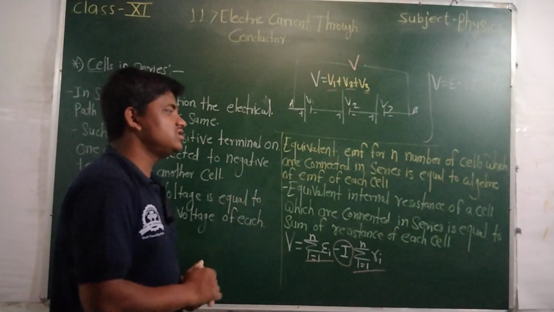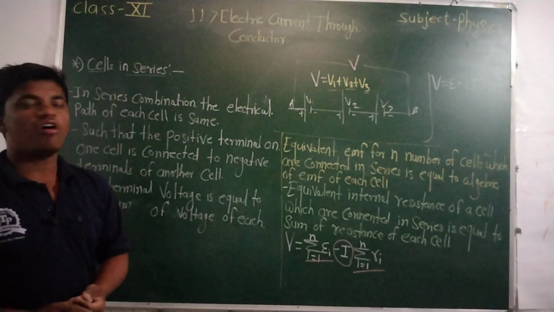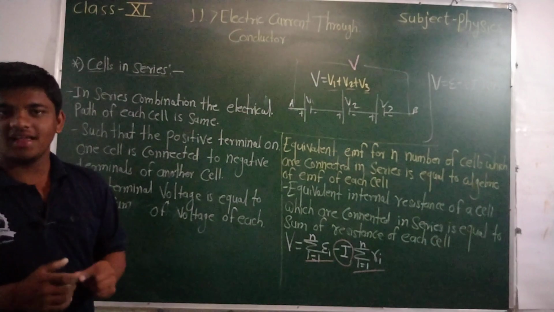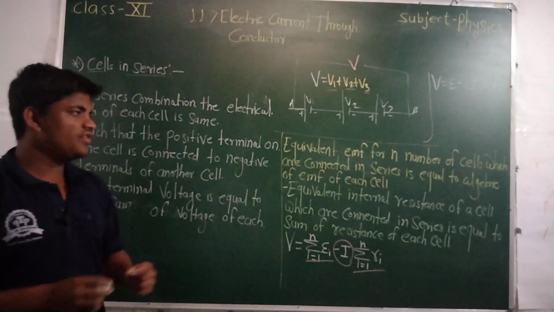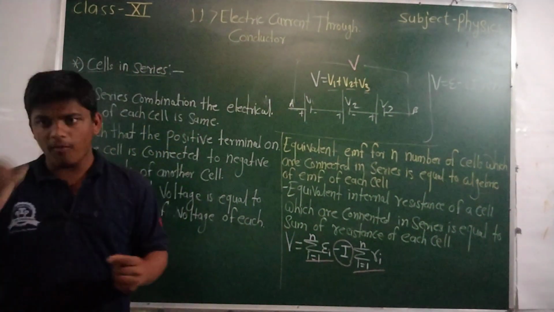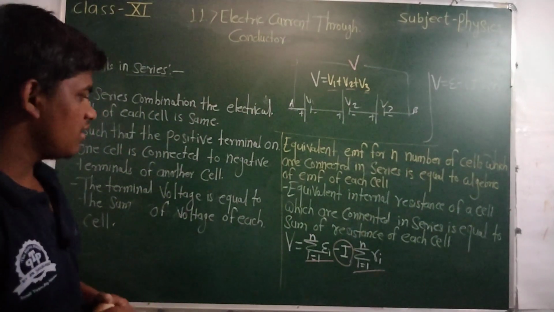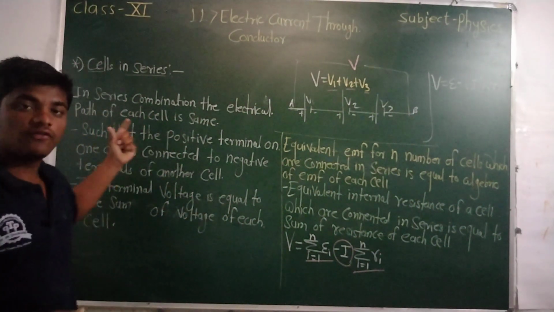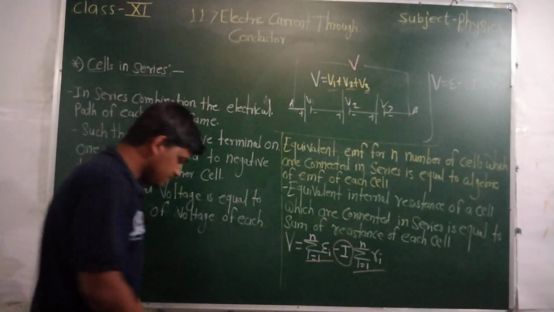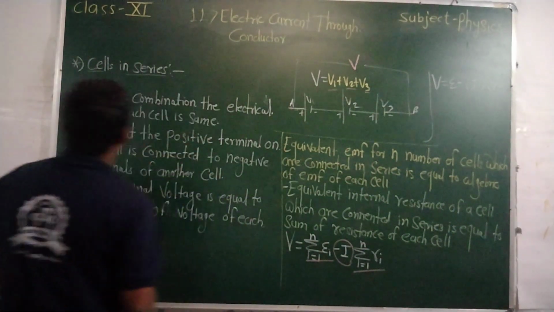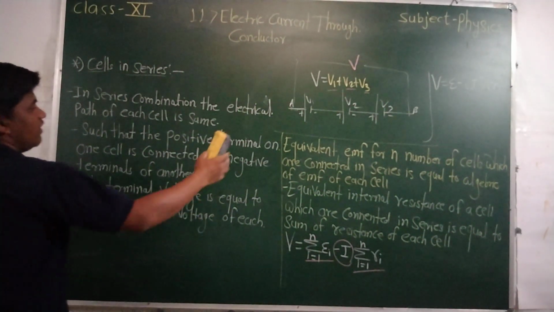This is all about the derivations when we connect cells in a series combination. This is not different, this is the same as for resistance, but the formula is different in the form of resistance. They are connected in a series combination.